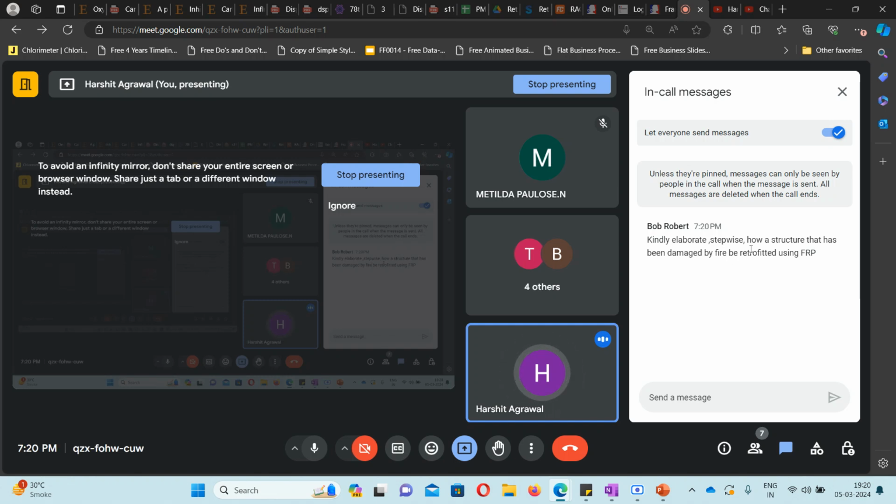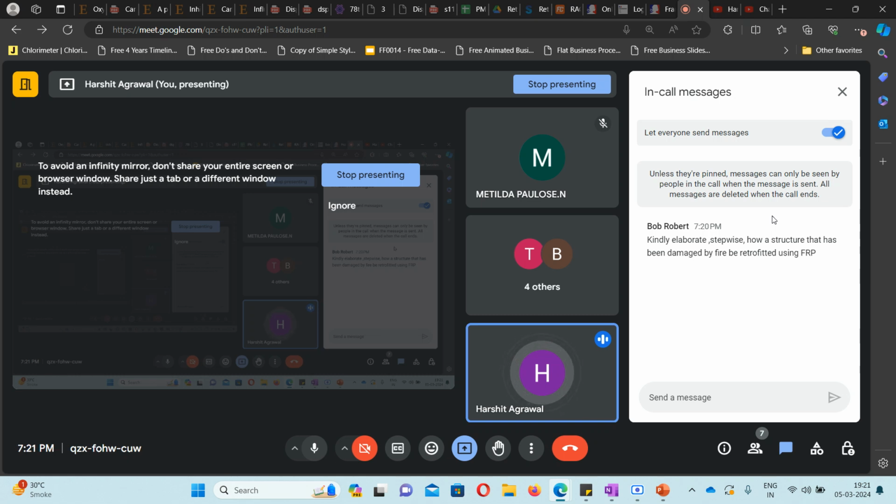Kindly elaborate stepwise how a structure that has been damaged by fire can be retrofitted using FRP. Okay, so I will try to add one case study in the next session. We will see one example of how damage has affected a structure and how FRP reinforcement was done for it. That case study will also help us understand FRP strengthening. I will pick this in the next session, because right now making a case study like this and then telling a solution will be very complex for me. So let's see in the next session.